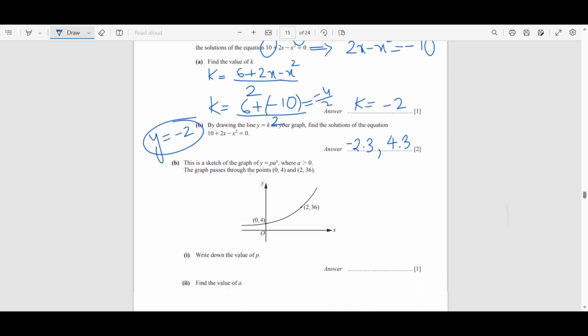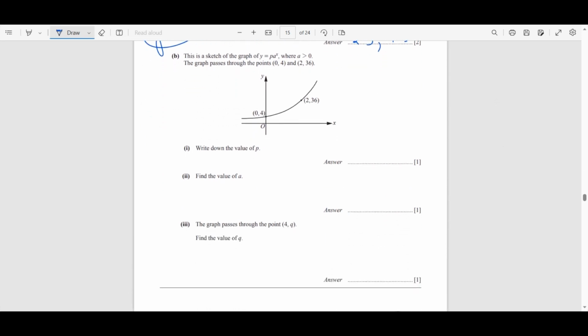Now, next one is: this is a sketch of the graph y equals p a power x, where a is greater than 0. The graph passes through the points (0, 4) and (2, 36). Write down the value of p. So the value of p by just looking at the graph is 4. It's because of this.